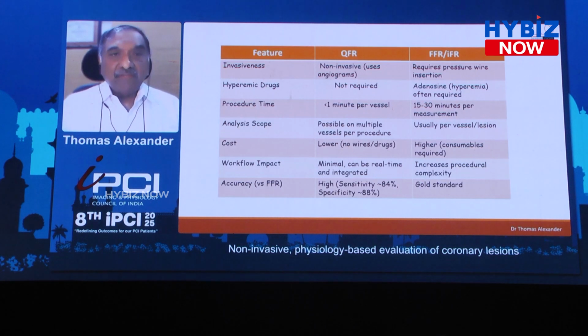Now, what are the major differences between, say, FFR, iFR versus a QFR? It's a non-invasive test. You don't require a hyperemic drug like adenosine. Procedure time is very short, less than 1 minute per vessel. Analysis is possible on multiple vessels during the procedure itself. Cost is much lower because you don't use wires, you don't use drugs, and it shifts workload very little. Actually, it can be integrated into the cath lab so that it can be done virtually in real time.